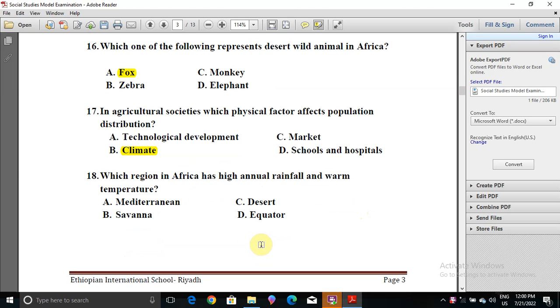Okay, now question number 18, which region in Africa has high annual rainfall and warm temperature? It will be Mediterranean, savanna, desert, or equator. The correct answer will be equator.